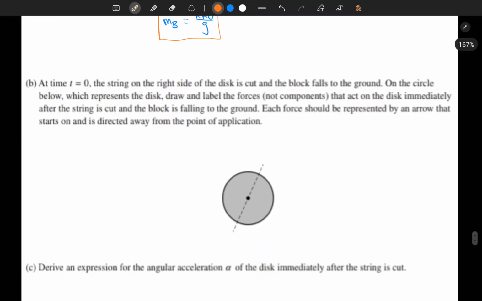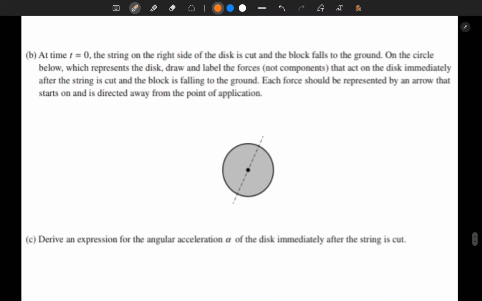Next, consider the following. At time t equals 0, the string on the right side of the disk is cut and the block falls to the ground. On the circle below, which represents the disk, draw and label the forces, not the components, that act on the disk immediately after the string is cut and the block is falling to the ground. Each force should be represented by an arrow that starts on and is directed away from the point of application.